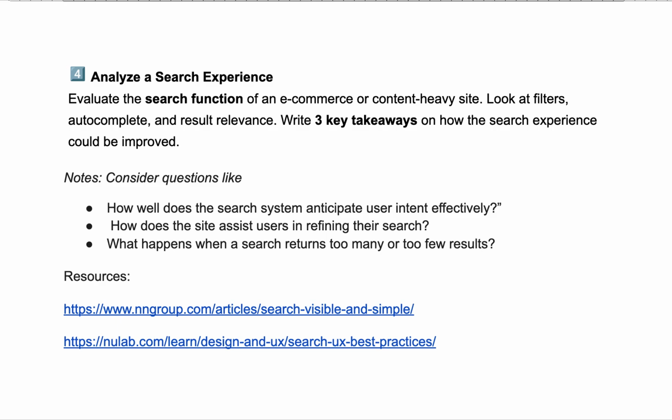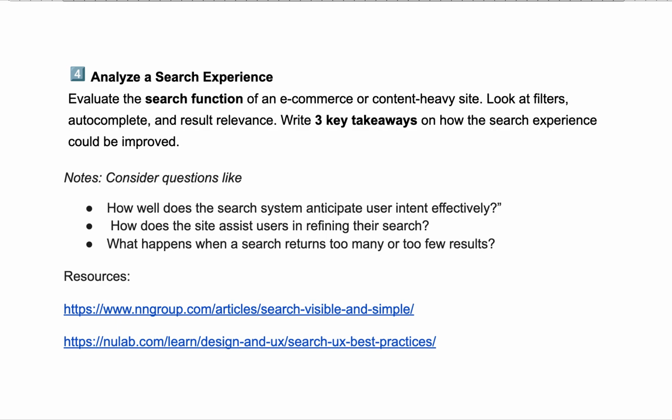Second one is how the site assists users in refining their search. So once they've typed in their search, how does this search support them in making tweaks to it? And then what happens when a search returns too many or too few results? So not only just talking about the results you're getting, but what does it look like when there are too many, and how could it change to support someone who needs to refine?